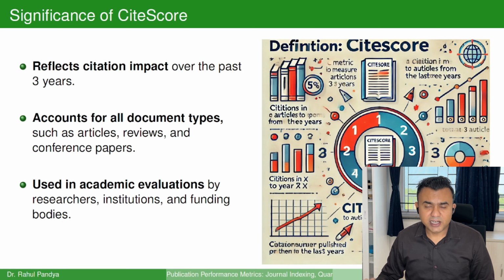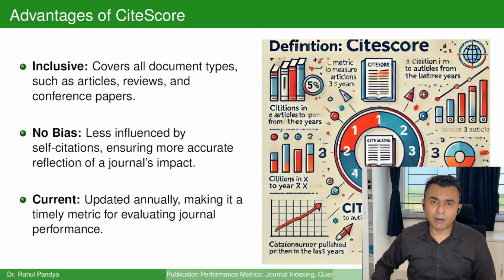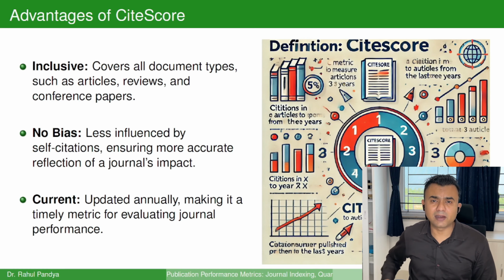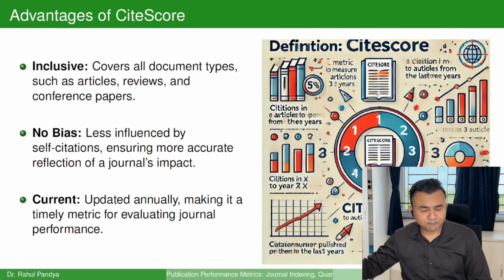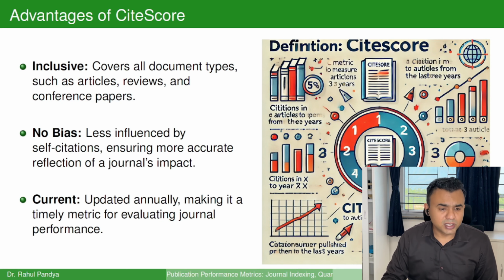There is a significance of CiteScore also. It reflects the citation impact over the past 3 years. And there is one more advantage: it accounts for all types of documents, such as review articles, conference papers, books, and many more. Generally, it is used for academic evaluations by researchers, institutions, and funding bodies. Let's say we are publishing in a particular journal, and our employers or grant agencies want to measure the impact of our research. In that case they can look at the CiteScore of those journals and look at our influence also, right?